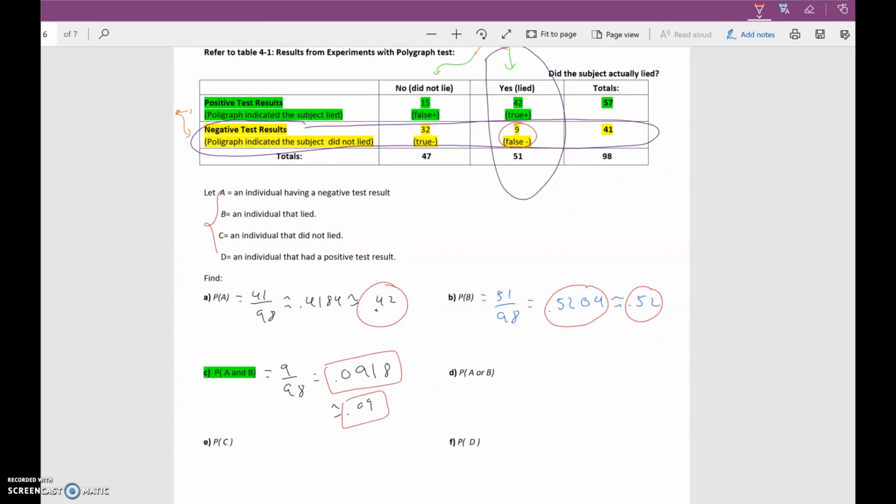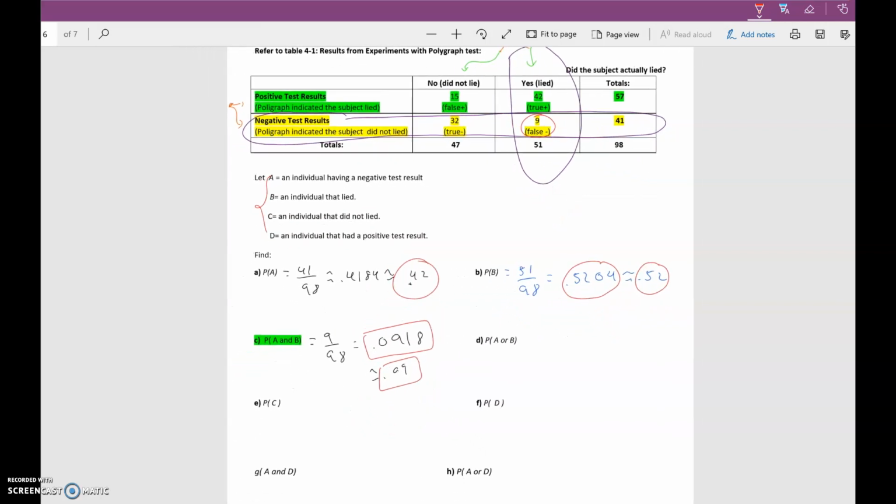Okay, so let's take a look at the union of A, which is negative test result, and B, the individual lied. Automatically on this one, we're just going to use the previous formula that we've been using for the union of two events. This is going to be the probability of A plus the probability of B minus the probability of A intersect B. So probability of A, that was defined earlier, 41 out of 98, plus the probability of B, 51 out of 98, minus the intersection, 9 out of 98.